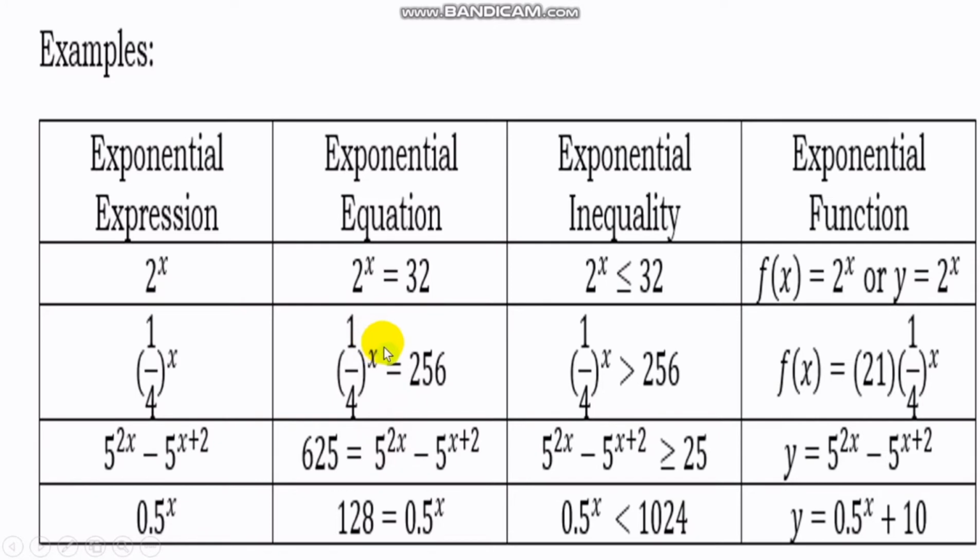Exponential inequality, may inequality sign. Again, yung base dapat tinitignan mo pa rin. Dapat ay greater than 0 and it should not be equal to 1 pa rin. And exponential function, may f of x, tsaka x. Two variables involved. Or kung hindi f of x, may y. Again, may pwede rin g of x, z of x, j of x, pwedeng mga ganon. Okay, basta meron kang two variables involved. And again, yung mga exponent mo, dapat may variables.